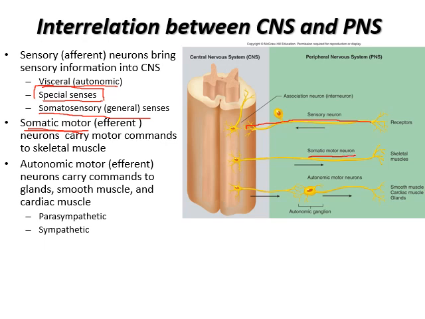If it's something like the heart, or we're trying to control blood pressure, those are things we don't have to voluntarily think about, and those are controlled by the autonomic motor neurons. We're going to spend a lecture on the autonomic pathway, but it is a motor pathway sending out to smooth muscle, cardiac muscle, and glands for the most part, and also adipose tissue.